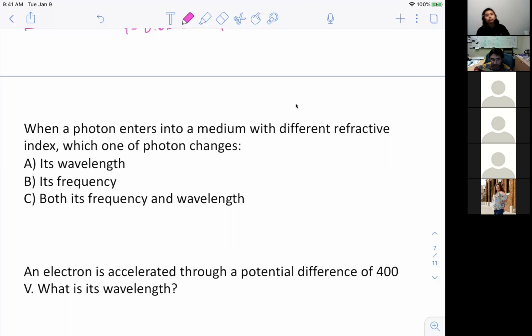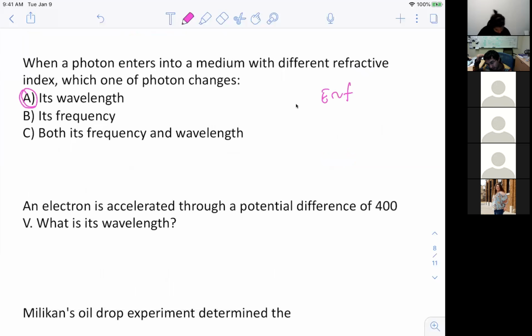Yes, that's correct. Its frequency is constant because its energy is constant. You don't want to change it, because the energy of a photon is proportional to the frequency. So it kind of makes sense. Frequency doesn't change, but speed changes, so the wavelength changes.